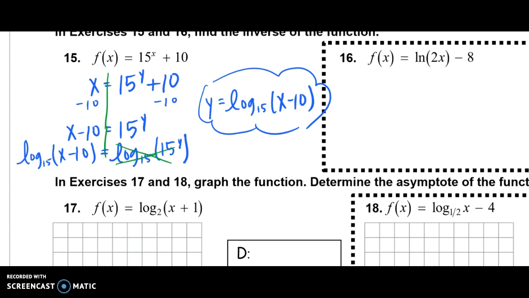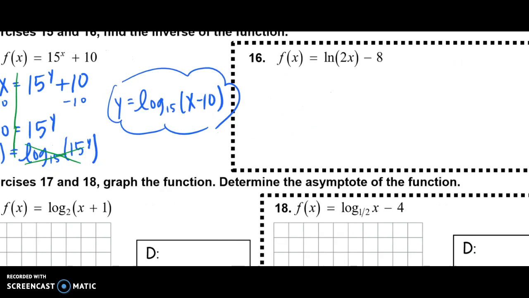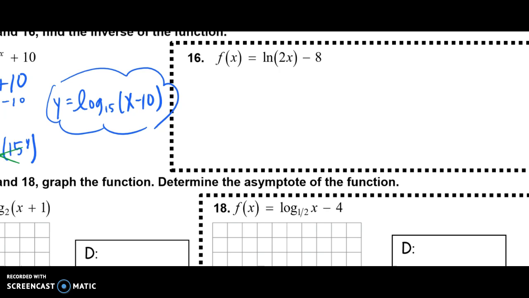Y equals log x minus 10 base 15. Now I want you to try number 16 on your own. I know it looks hard, but I want you to remember that the opposite of natural log is e.